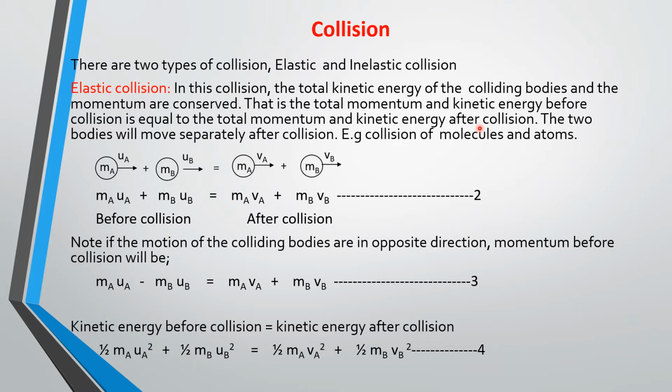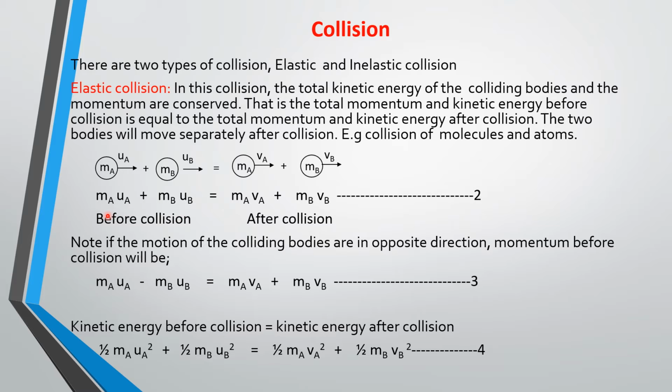So the two bodies will move separately after collision. A typical example is gas molecules in a container. The gas molecules continue to move continuously, so they collide with one another and move out with their separate velocities. So this is a typical example of elastic collision: molecules and atoms in a container collide with one another and move out with their separate velocities.